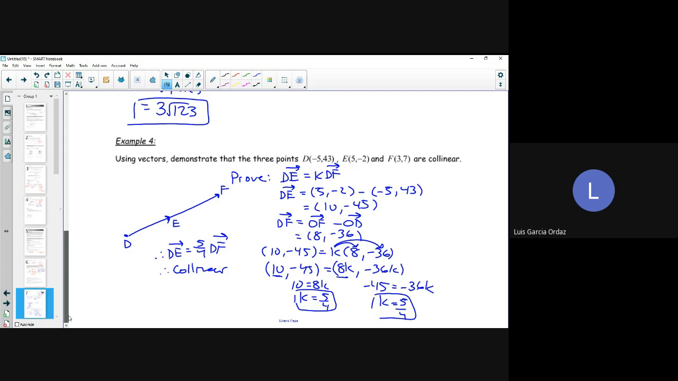Is everyone okay with this example? All right, we're going to do example 5 and 6, and you guys are going to do example 7 on your own.